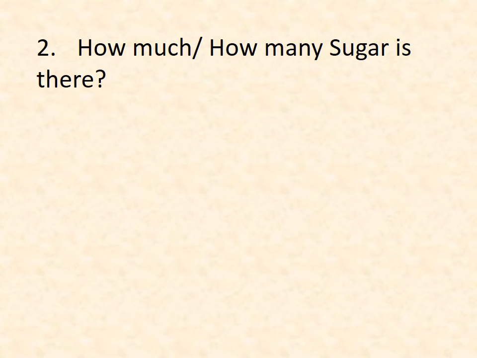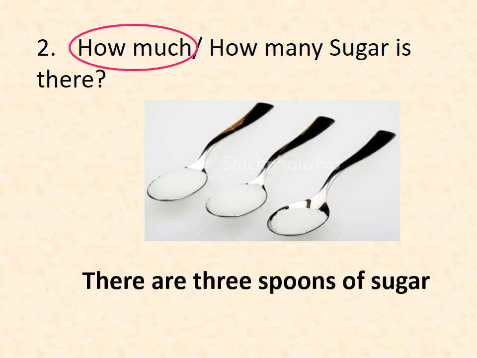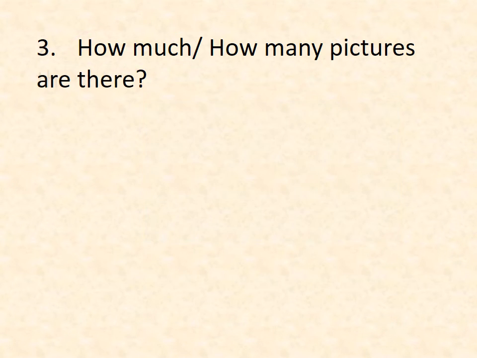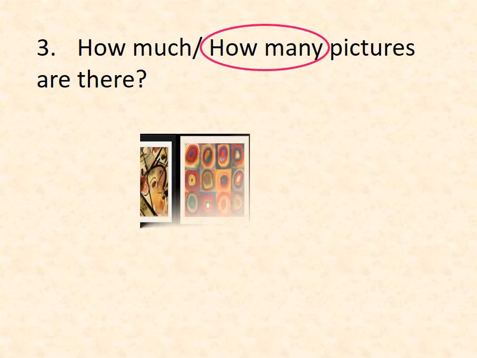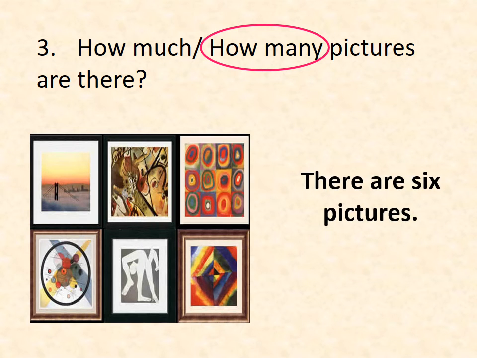Okay, what about sugar? I'll say how much or how many sugar is there. I'll say how much because sugar is uncountable. So I'll say, for example, there are 3 spoons of sugar. What about pictures? How much or how many pictures are there? How many pictures? Because I can count them. So I'll say how many pictures are there. The answer: there are 6 pictures.